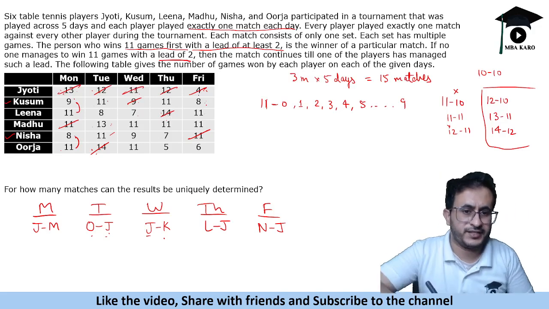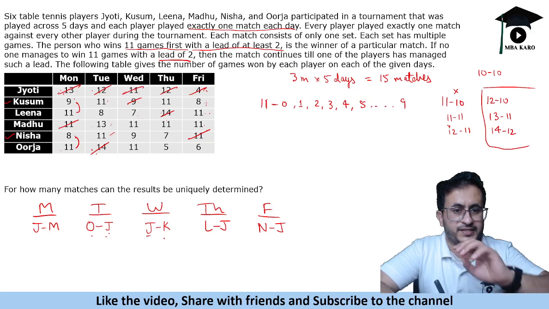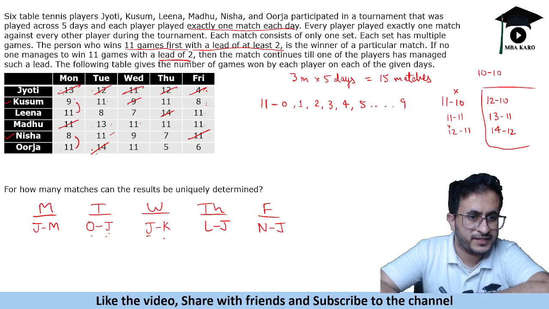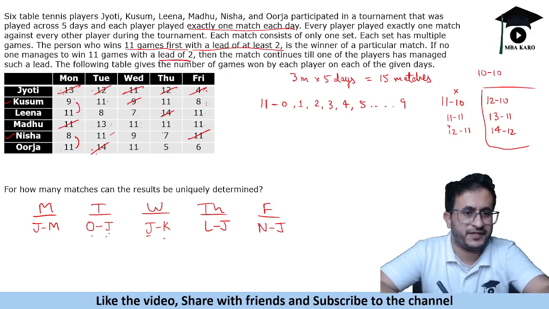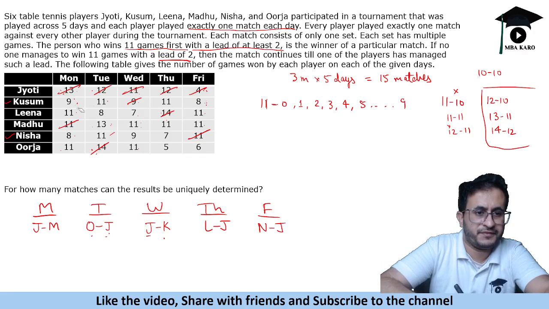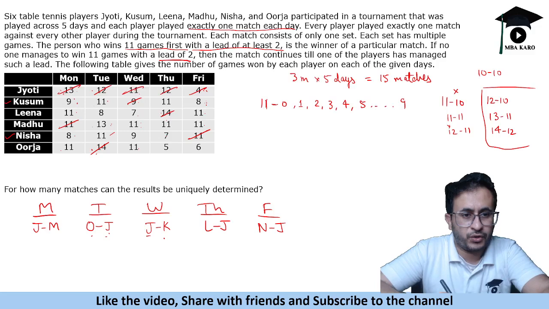Now if you look at this table, it has to be 11 versus 8 and 11 versus 6, so they cannot play against each other. Okay, and similarly if we see this, 11 versus 11 cannot happen, so it has to be 11-7, 11-9, or basically we can find out which players can play against each other. So we cannot have 11 versus 11 together. Okay, so we have figured out all the matches of Jyoti thus far.